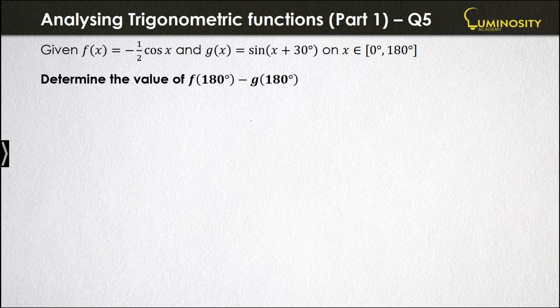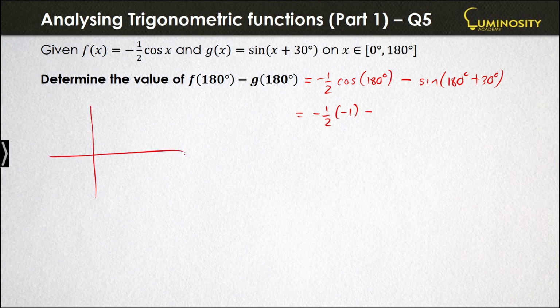They just want you to work out f of 180 minus g of 180. If we plug in those values, we get negative a half cos of 180 degrees minus sine of 180 degrees plus 30 degrees. Cos of 180 is a special angle. It's negative 1. So you get negative a half times negative 1, minus sine of 180 plus 30. You could either use compound angle formulae to expand it out, or you could use your CAST diagram and reduction formulae.